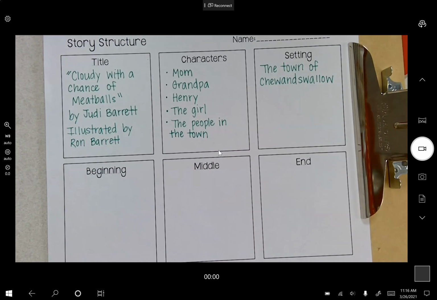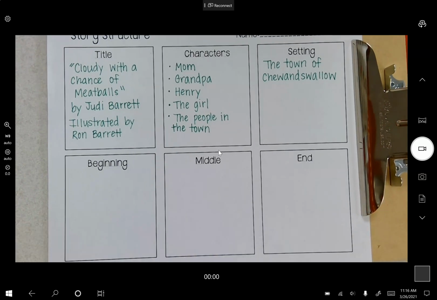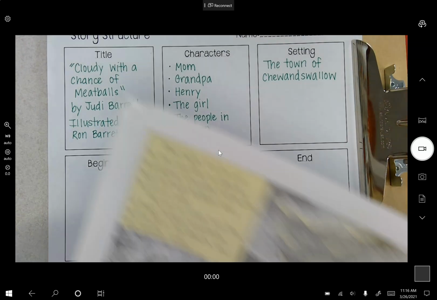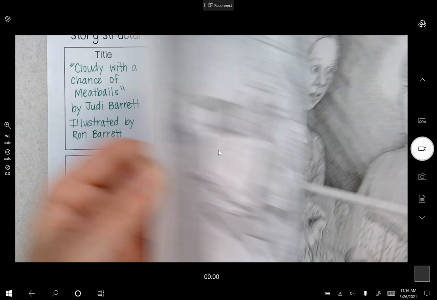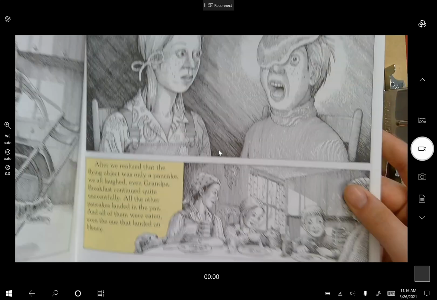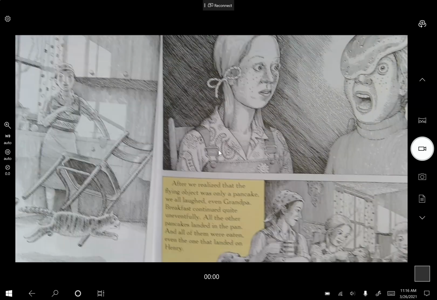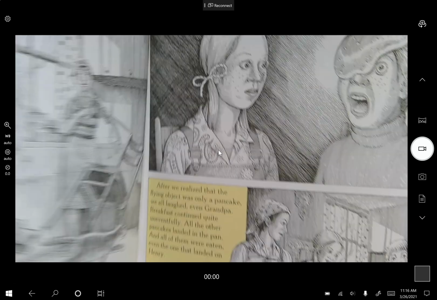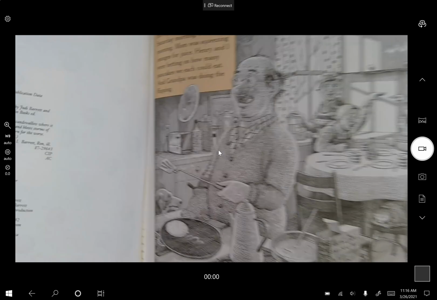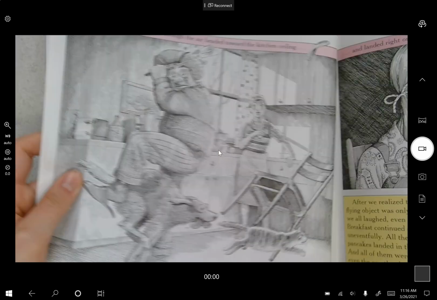All right, we have our title, we have characters, we have a setting. Now let's break down the beginning, the middle, and the end of the story. Another way of saying this would be the plot of the story. Okay, so we've broken down a little bit about the beginning of the story. It starts with Grandpa flipping some pancakes, and it lands right on Henry's head. Now those are some details, but those aren't really the most important details about the beginning. So let's think about the important stuff that happened at the beginning of the story.